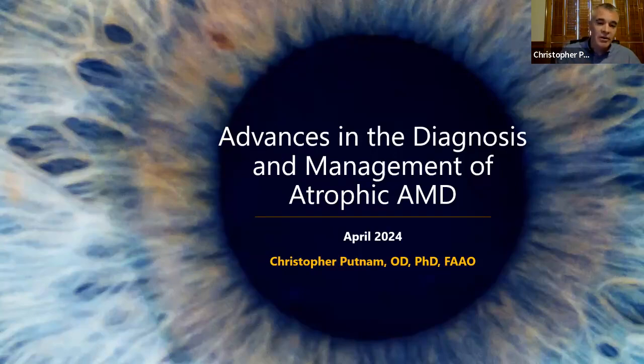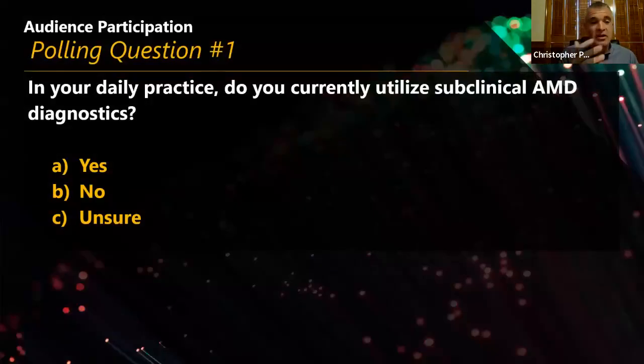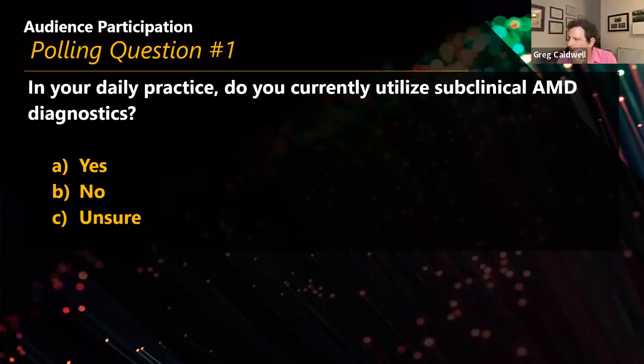So going forward, very first thing, I'll put a polling question up there. In your daily practice, do you currently utilize subclinical AMD diagnostics? Think about this for 1 second, because I think you might be surprised that you're probably all doing it right now, but I'm going to show some of the evidence-based literature on how you can interpret that data and how you can make clinical decisions based on those results.